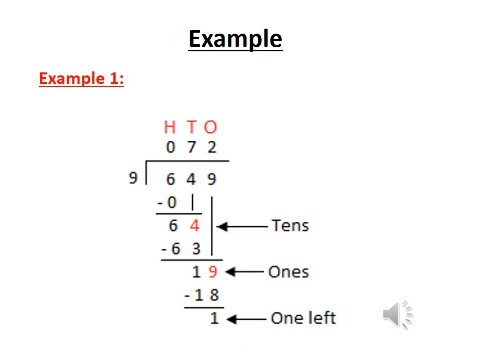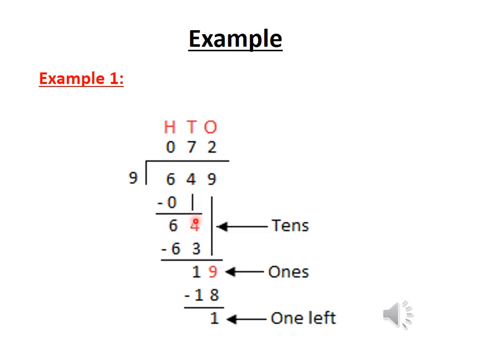Let's take example 1. 649 divided by 9. All you have to do is bring down the 6. So you ask, 9 times how many equals 6? 9 times 0 equals 0. You put the 0 above the 6. Now 9 times 0 is 0. So you subtract: 6 minus 0 equals 6.